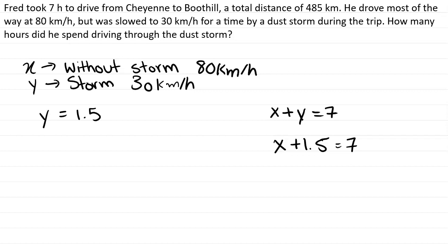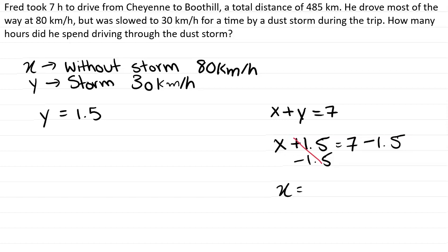And now we have to bring 1.5 onto the other side of the equation by subtracting it, because we're doing the inverse operation of addition, which is subtraction. And when we do that, 1.5 cancels out. But since we subtracted 1.5 on one side of the equation, we have to do it to the other. So we have x is equal to 7 minus 1.5, which gives us 5.5.